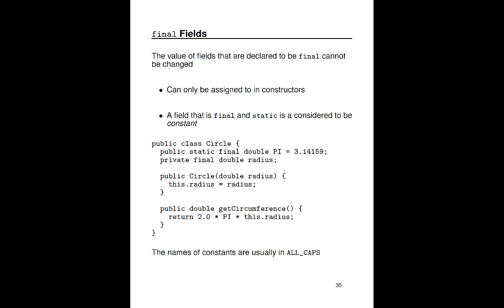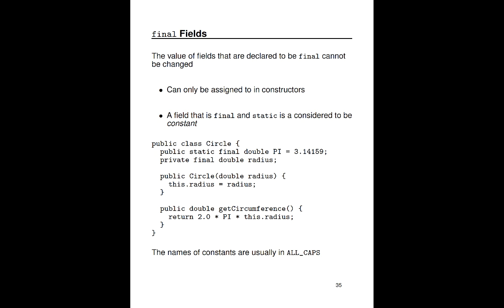Each circle instance also has its own radius. And the interesting thing about a radius is that it doesn't change over time. At least the way I'm modeling it, the radius of a circle never changes. And so because it never changes, I want to mark it as final. As a matter of fact, any code that attempted to change it wouldn't compile because it would be assigning into a final field after it's been initialized.